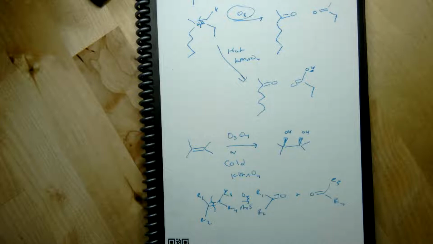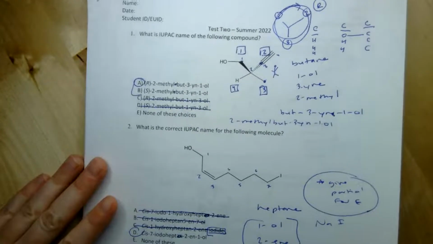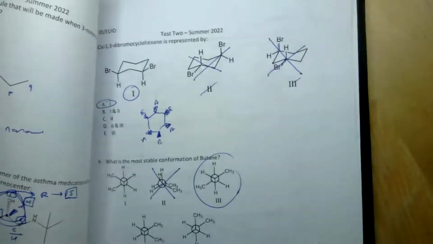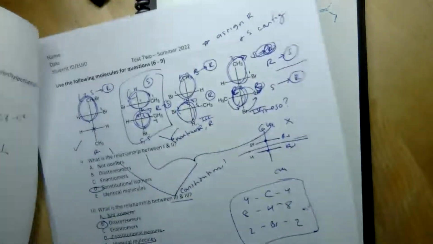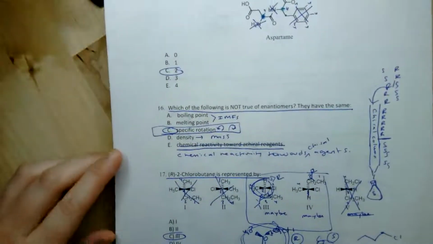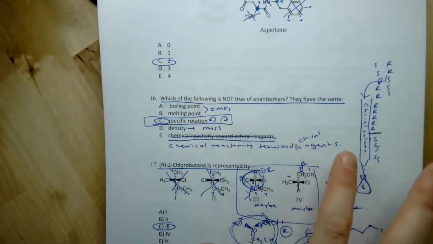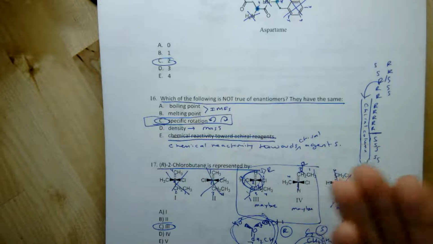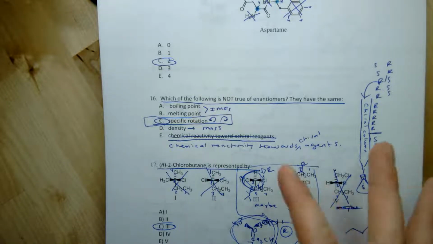I did post the video key for test 2 last night. So if you hadn't had a chance to look over that, I mentioned I'd gotten for some reason mixed up on this question 16 when I read it in class. I think I didn't read the whole question, but it asked which of the following is not true of enantiomers.